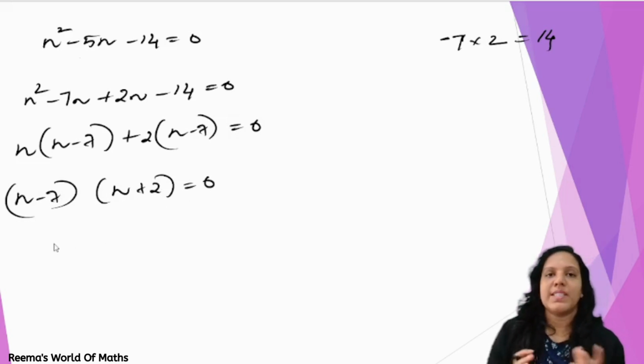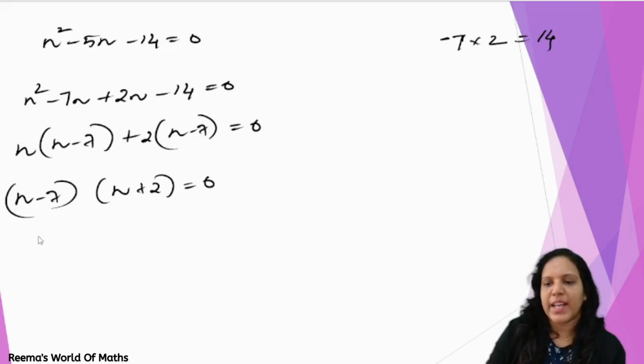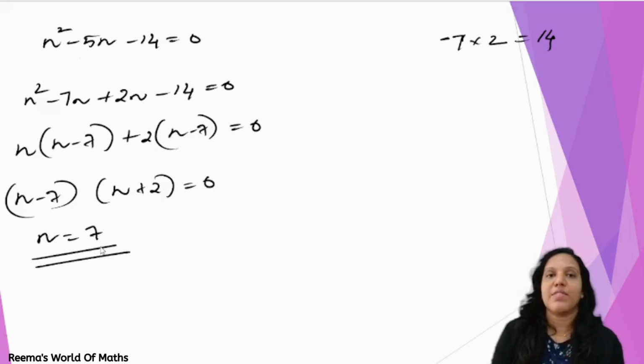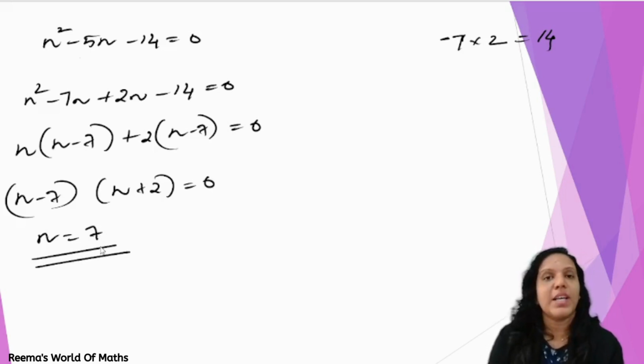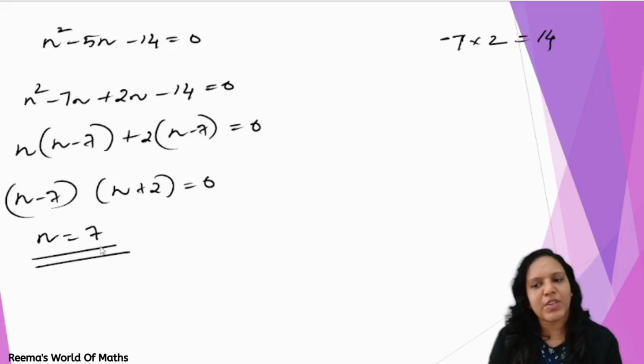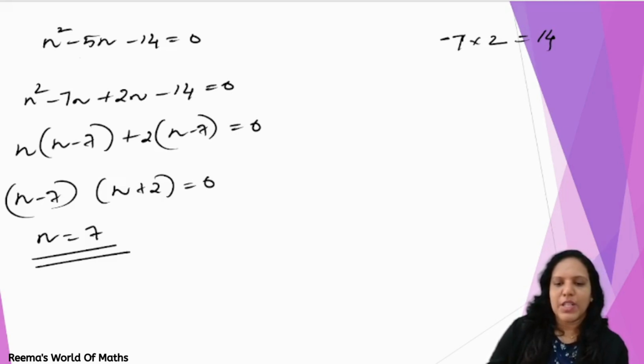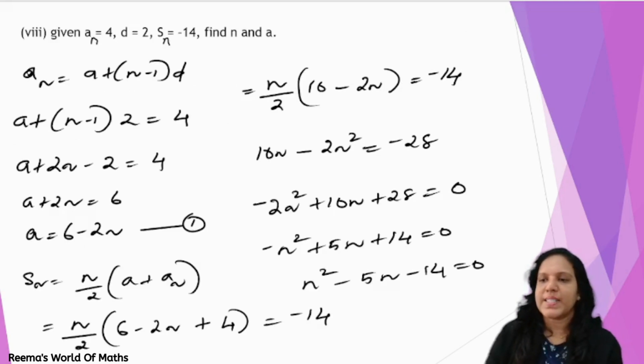Because n is a number of terms, it can be only a positive integer. So we can take n equals 7, correct? Either n minus 7 equals 0 or n plus 2 equals 0, but n can be only a positive integer. So we need to take n equals 7. Now we found the number of terms, which is n.